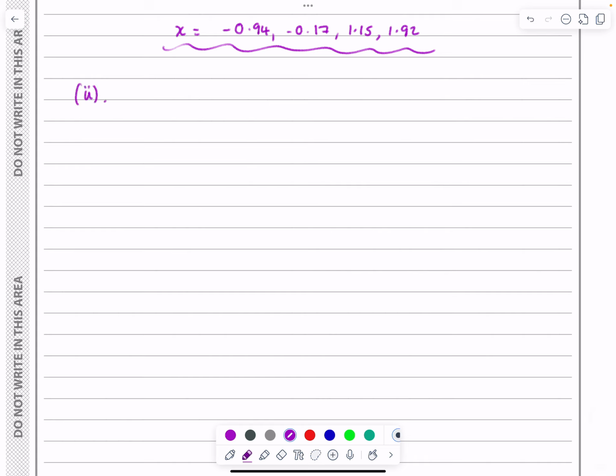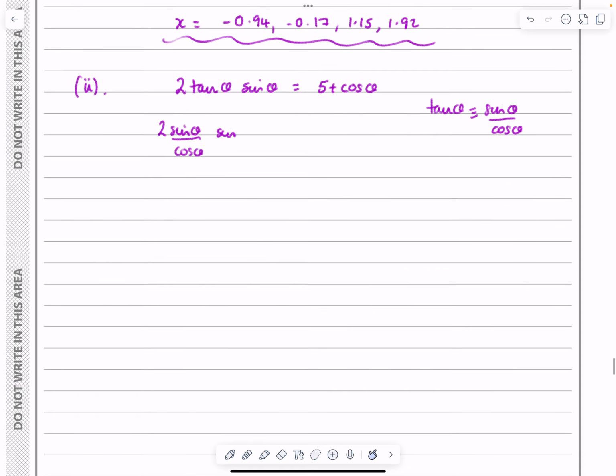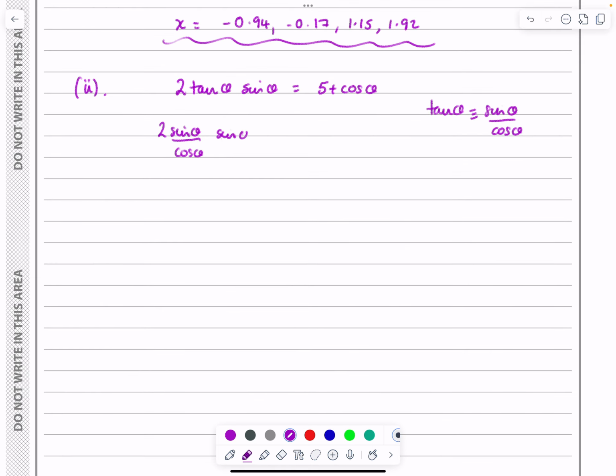So what have we got? It said 2 tan theta sine theta is equal to 5 plus cos theta here. So the first thing we're going to do is to use the identity that tan is sine over cos, isn't it? So if tan is sine over cos, I'm going to put that in here. So I'm going to get 2 sine theta over cos theta, sine theta, is equal to 5 plus cos theta.